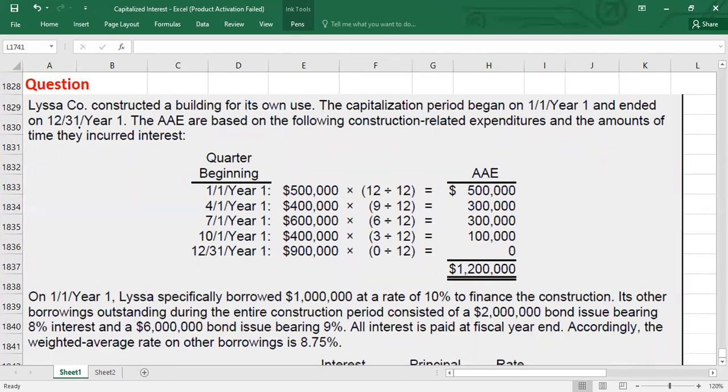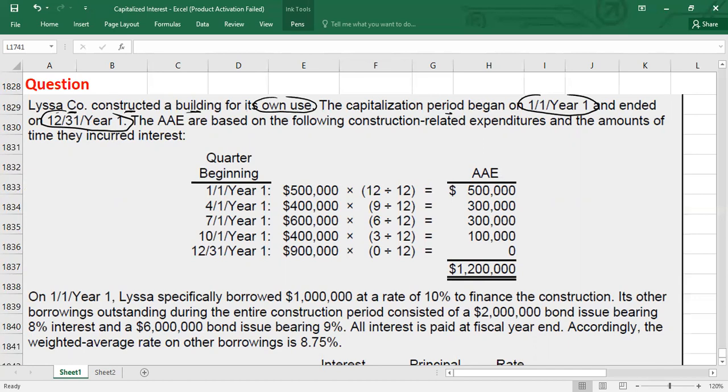So here we have one company. The company constructed a building for its own use. Of course, it's a qualifying asset. The capitalization period begins on 1 January, year 1. It means at this date, 3 conditions were met: you started to incur the expenditure, the necessary activities, like your work is under construction, are underway, and you are incurring the interest cost also. So from here you will start the capitalization of interest, and the capitalization period is going to end on December 31st, year 1. I mean, maybe the asset is completed here, or maybe it's ready for its intended use.